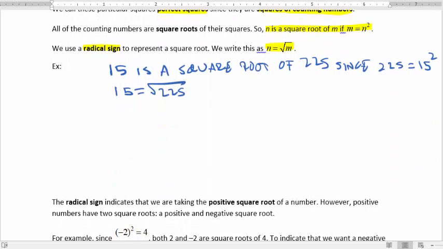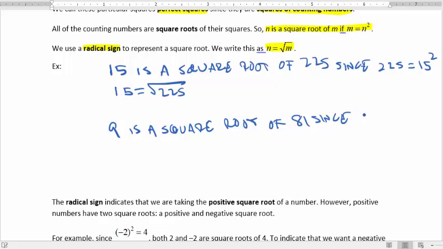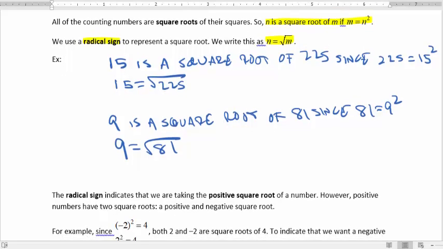And you can do this with a bunch of other numbers also. What's another example? 9 is a square root of 81 since 81 equals 9 squared. So we could write 9 equals the square root of 81, 9 equals radical 81. Various statements could be created using all those different counting numbers and their perfect squares that we have above.